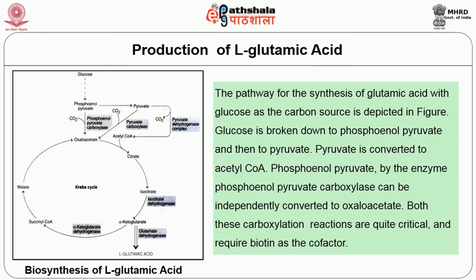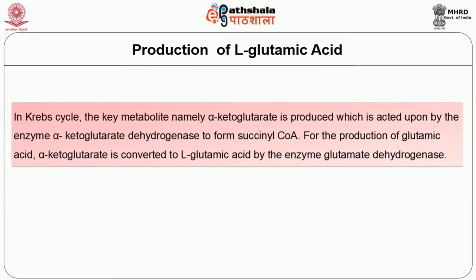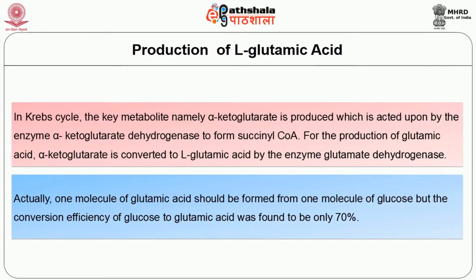In Krebs cycle, the key metabolite, namely alpha-ketoglutarate, is produced, which is acted upon by the enzyme alpha-ketoglutarate dehydrogenase to form succinyl-CoA. For the production of glutamic acid, alpha-ketoglutarate is converted to L-glutamic acid by the enzyme glutamate dehydrogenase. Actually, one molecule of glutamic acid should be formed from one molecule of glucose, but the conversion efficiency of glucose to glutamic acid was found to be only 70%.